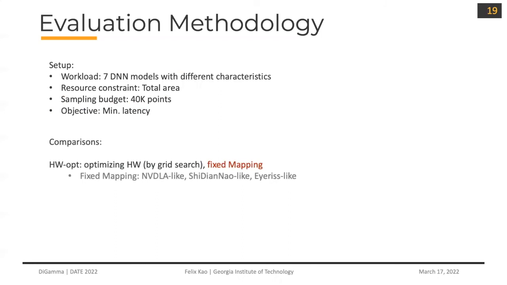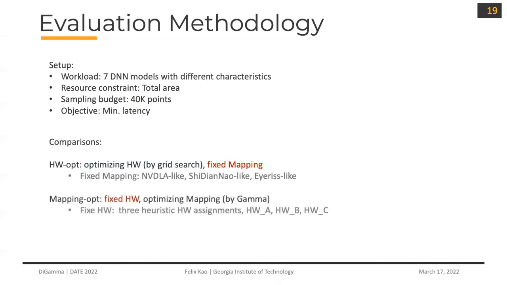Here we have three groups of comparison. The first group, we call it hardware opt. It means that we fix the mapping but optimize the hardware part, and we optimize it by a grid search. For the fixed mapping, we use NVDLA-like mapping, Shidiannao-like mapping, and Eyeriss-like mapping.